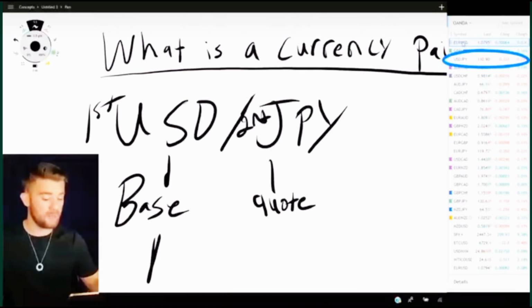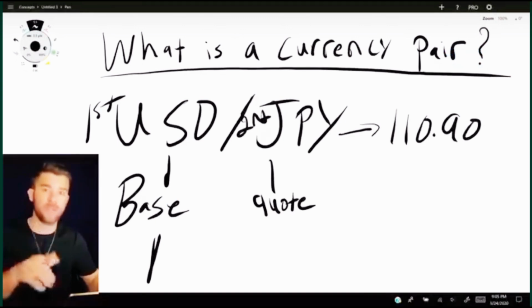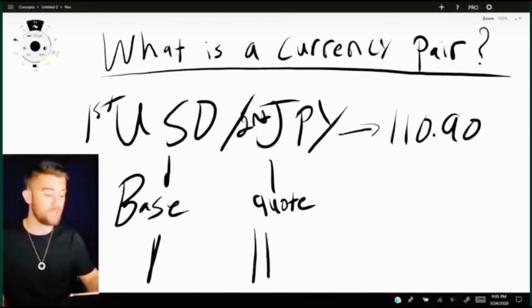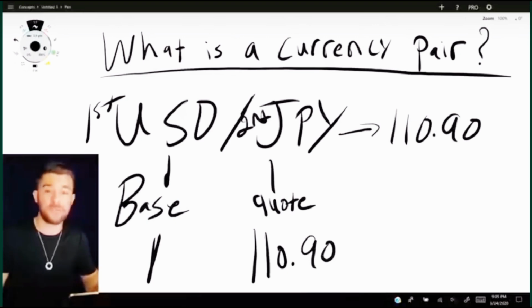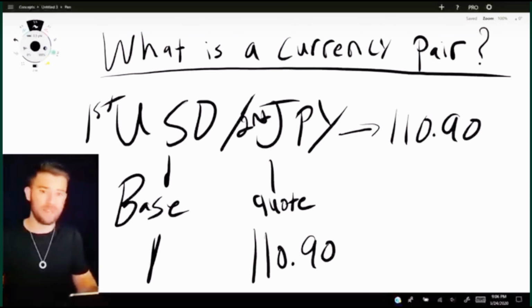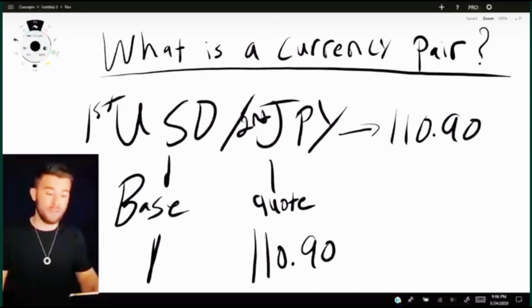So let's say the dollar yen itself is 110.90. So if you have $1, essentially that means you have 110.90 yen, excuse me, not euros, yen. So at this point, we can see that $1 is equal to 110.90 yen, or if you have 110.90 yen, then you essentially have $1 and vice versa.